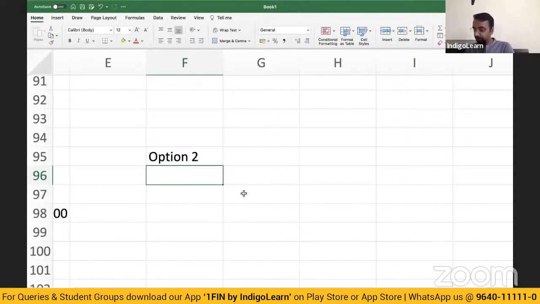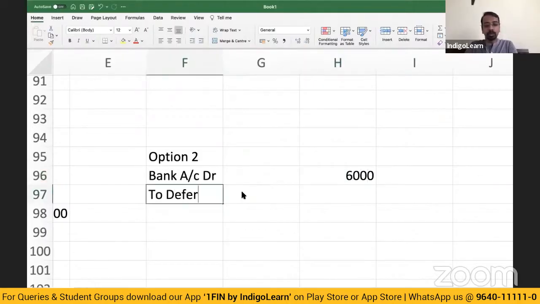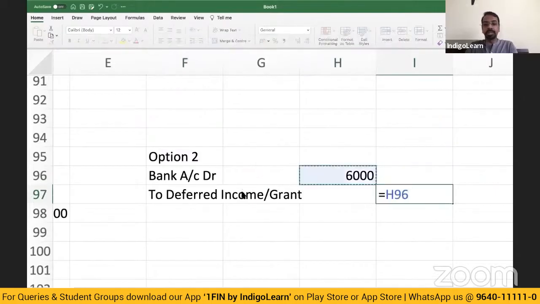Example for depreciable and non-depreciable asset. Depreciable asset: plant and machinery. Non-depreciable asset: land. Land has an indefinite useful life. So for a depreciable asset, the option is a deferred grant account or deferred income account. So you can set up a deferred income account. You will say bank account debit 6,000 to deferred income or deferred grant account 6,000.